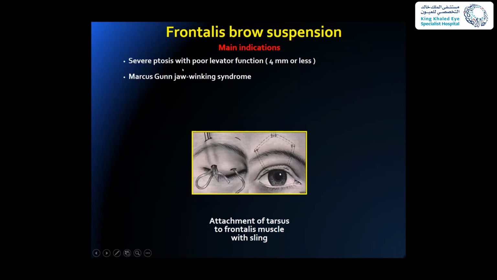If we have severe ptosis with poor levator function, 4 millimeters or less, traditionally we are doing frontalis sling suspension, or if you have Marcus Gunn jaw-winking syndrome. You may adopt many techniques: the pentagonal, the Crawford technique, or the double triangle technique. Open the lid crease and fix it to the tarsus, or do it with a closed technique.